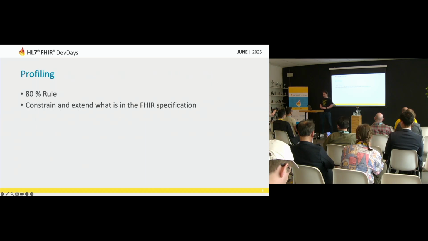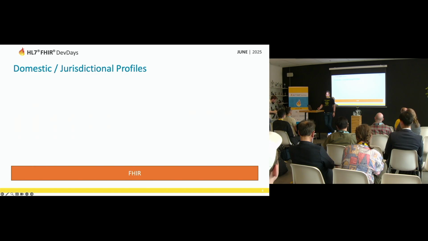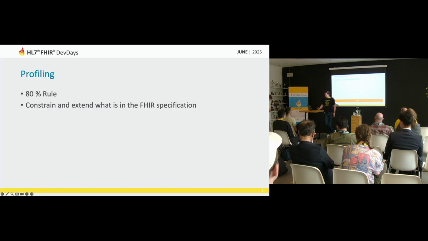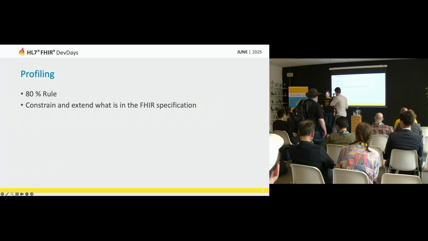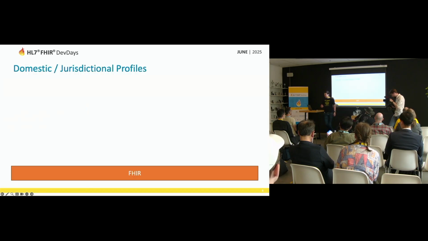And the specific topic is how do you actually profile for international patient access? There are many different profiles on top of FHIR. Well, first of all, profiling addresses the 80% rule of FHIR. So FHIR addresses 80% of the global needs that are common to everybody, and then you advance it by profiling in smaller jurisdictions or use cases.